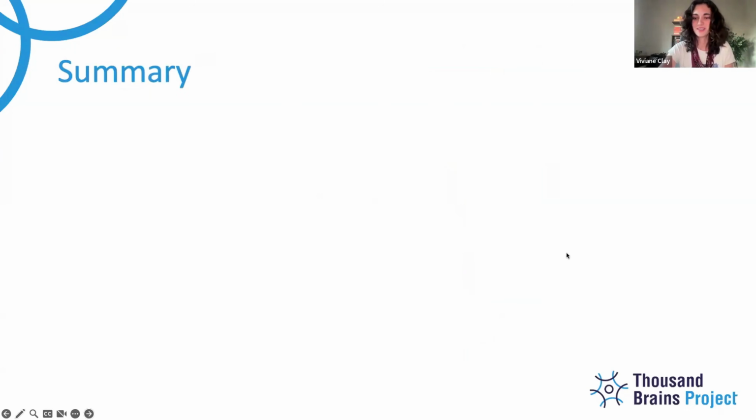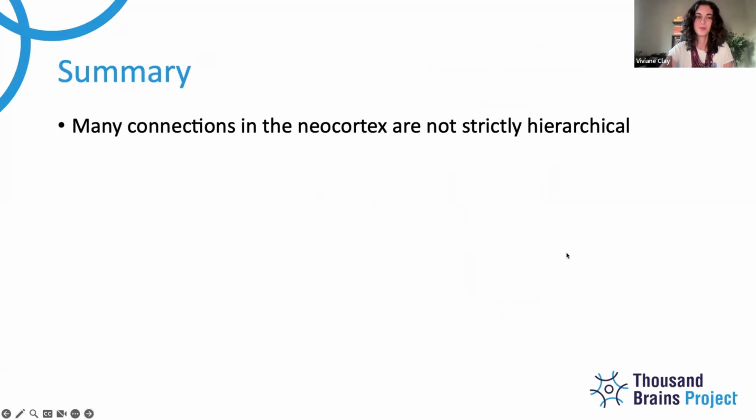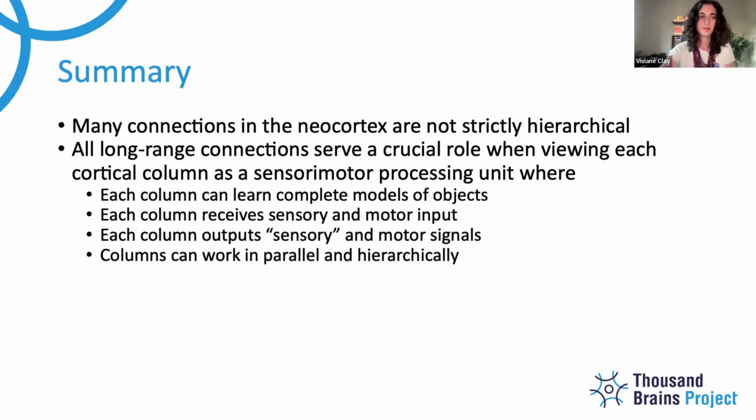Okay, so just to summarize, many connections in the neocortex are not strictly hierarchical. All the long-range connections serve a crucial role when viewing each cortical column as a sensory motor processing unit, where each column can learn complete models of objects. Each column receives sensory and motor input, and each column also outputs sensory and motor signals. And columns can work in parallel and hierarchically because of that.